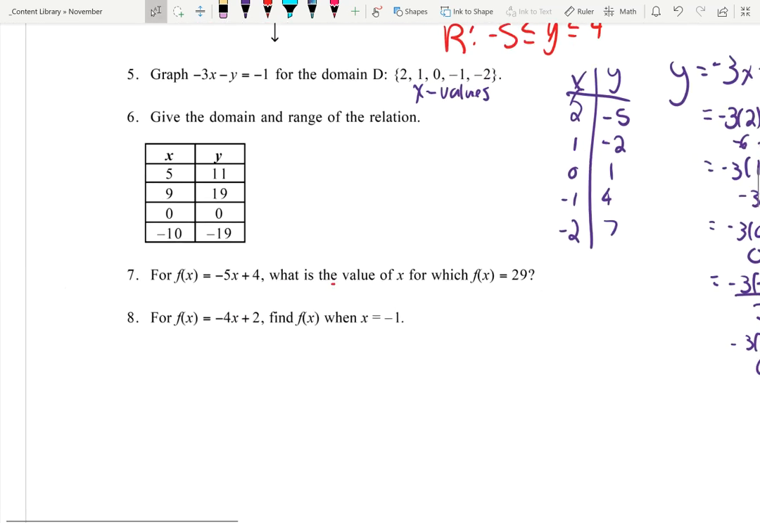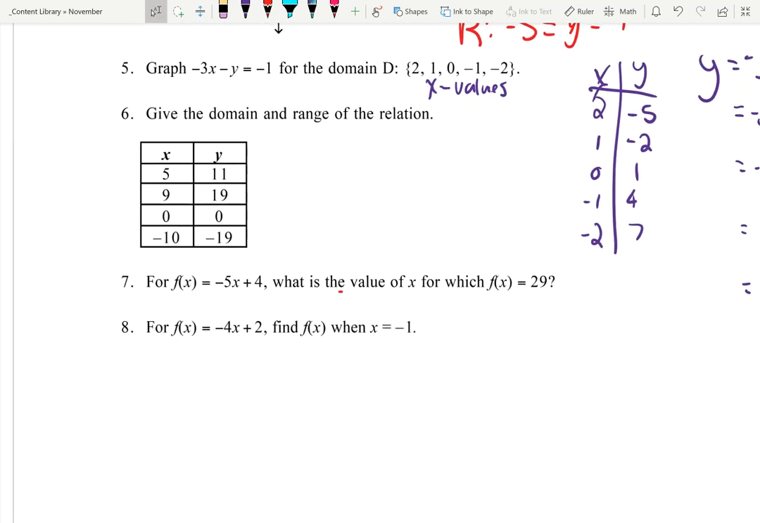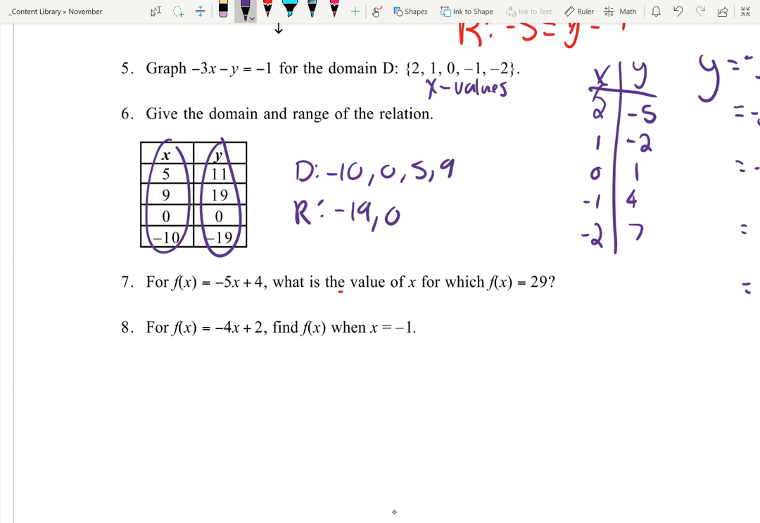All right, number 6. Give the domain and range. So our domain, again, is our x values. So our x values here are, and I'm just going to list them again in order, negative 10, 0, 5, and 9. And our range is the y values, which again, I'm going to list in order. So negative 19, 0, 11, and 19.